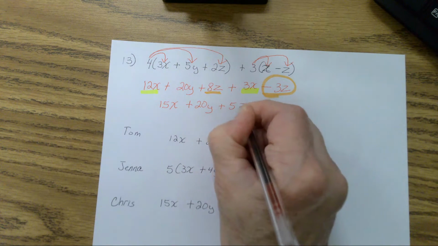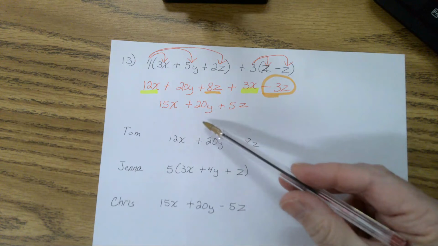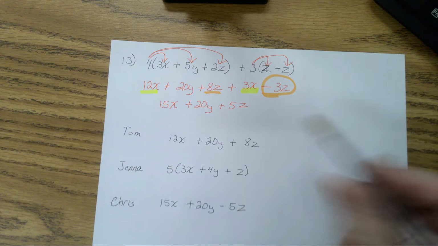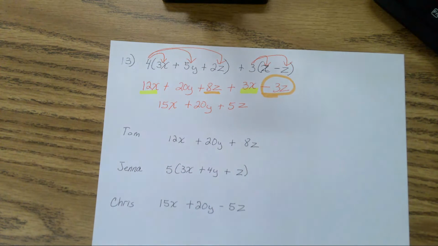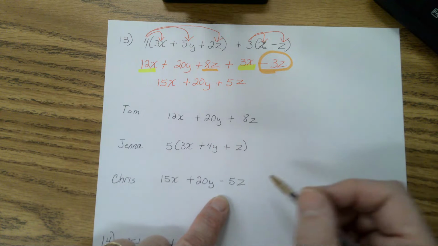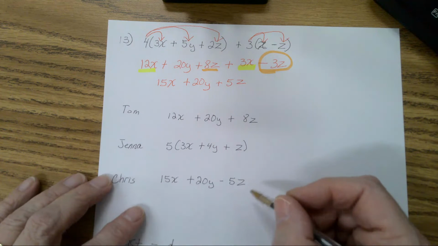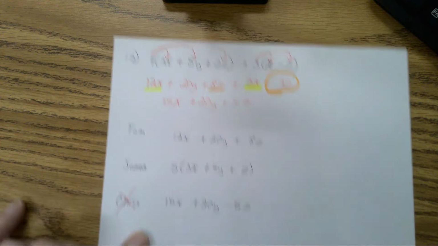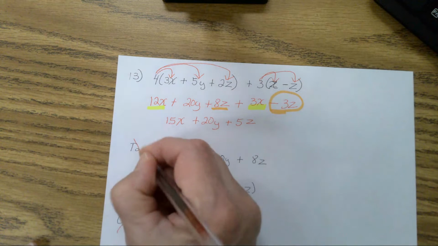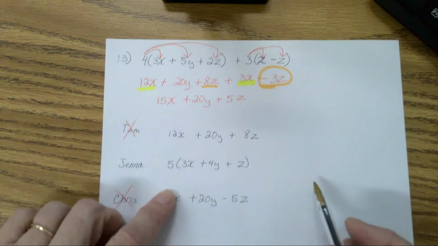Now, were there any that matched that? 15x plus 20y plus 5z, or minus, it's supposed to be a plus 5z, right? Yeah. In Chris's choice, is it minus 5z or plus a 5z? Okay, so it can't be that one. It's close, but nope. It's not Chris. Is it Tom? No, it's not Tom. Let's see if it's this one.